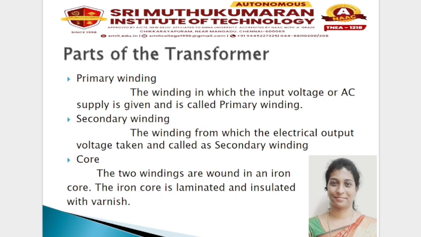Where the input is given, it's the primary winding. Where the output voltage is taken, that is the secondary winding. Then the core, which is in the center part. It magnetically couples the primary and secondary windings. In this core, the two windings are wound on an iron core. The iron core is laminated and insulated with varnish.